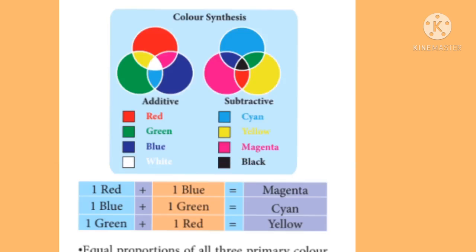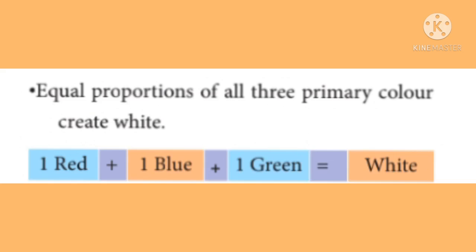Magenta, cyan and yellow are called secondary colors. Secondary colors are magenta, cyan and yellow. You look into this picture. If you combine 2 colors, we get one more color. Red and blue, we will get magenta. Blue and green, if you mix, we will get cyan. Green and red, if you shade it, yellow color will come. Equal proportions of all 3 primary colors create white.